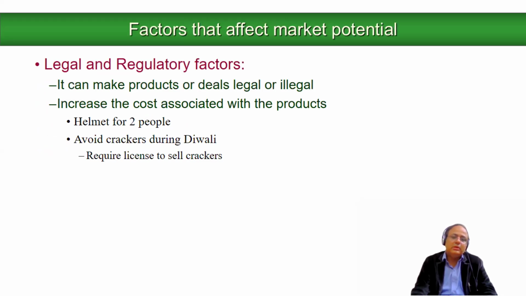Now, the last factor is the legal and the regulatory factors, and it can make products or deals legal or illegal. It can increase the cost associated with the product. For example, if the government or the regulatory environment enforces helmets for two people, the cost of traveling would get doubled automatically.